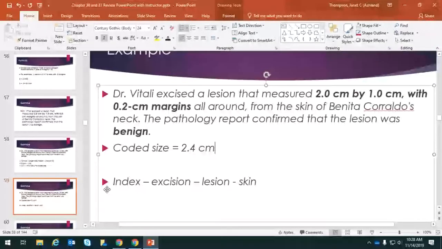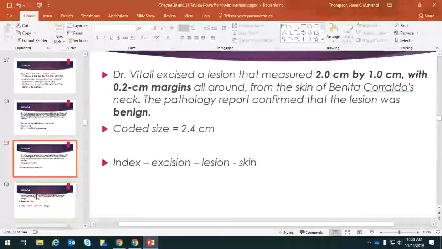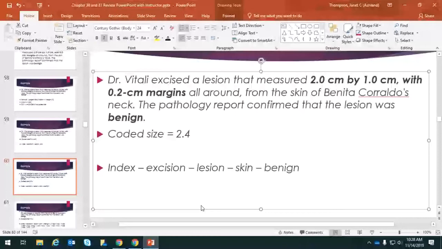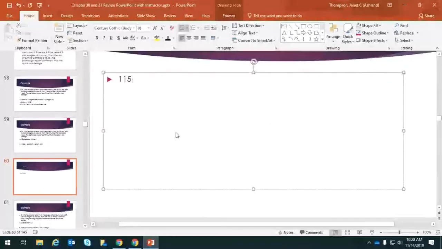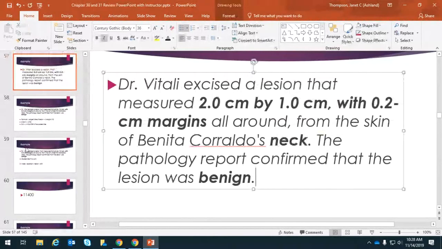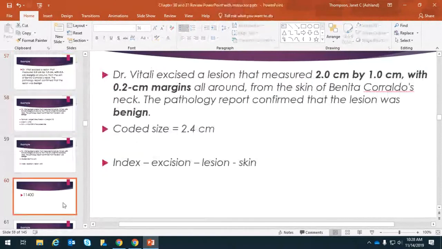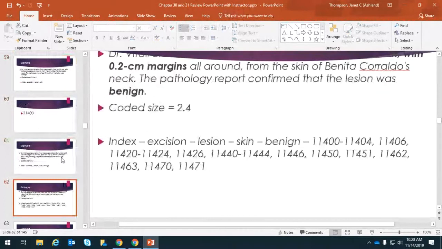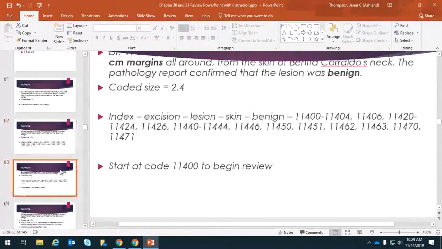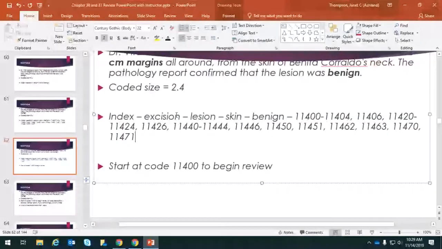Now, we could go to the index and then find excision and then lesion and skin. But let's go ahead and turn to this section in our book. It's a benign lesion. We're already at that section, okay? So we're going to start with code 11400. This is our excision of benign lesions section. The lesion came from the skin of the neck. If we went to the index, it gives us a code range, that's what we're seeing here. But we're going to go ahead and do code 11400 to review, okay?